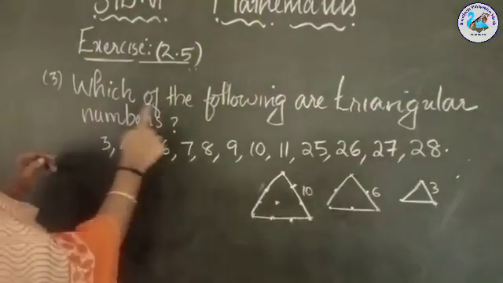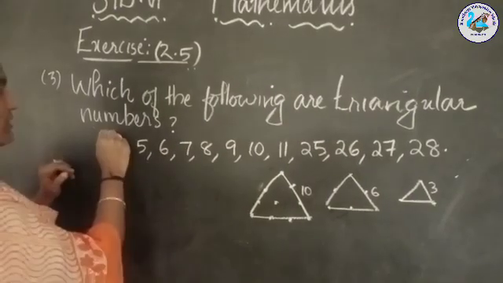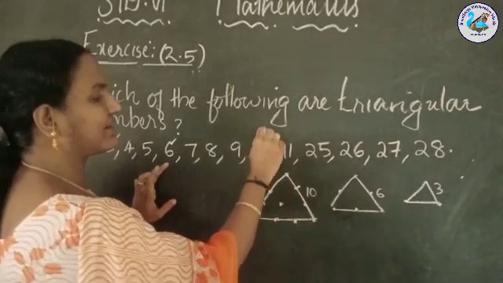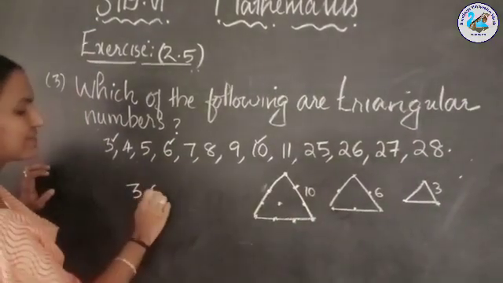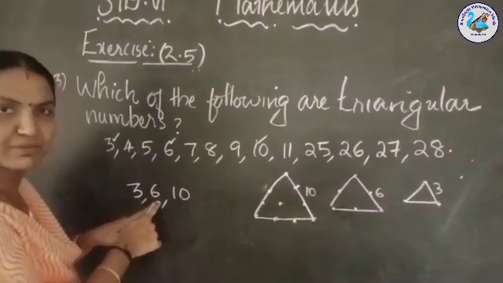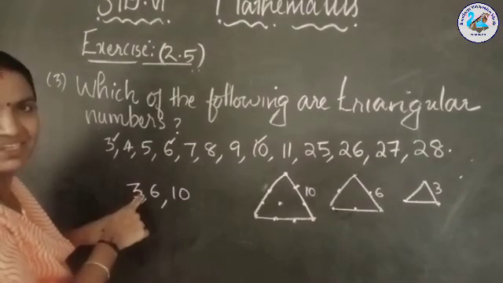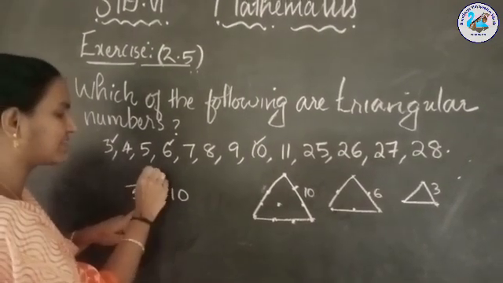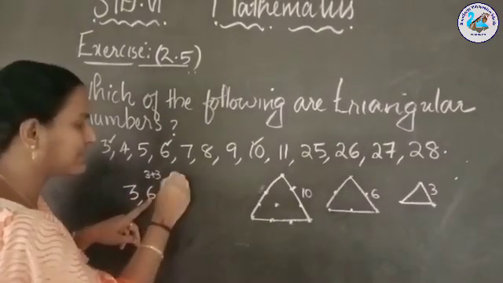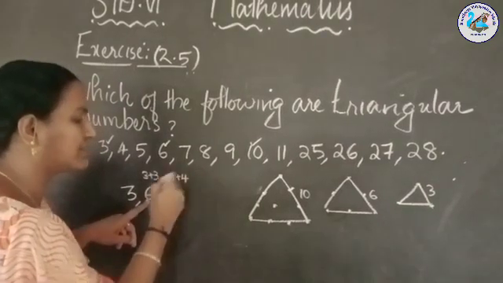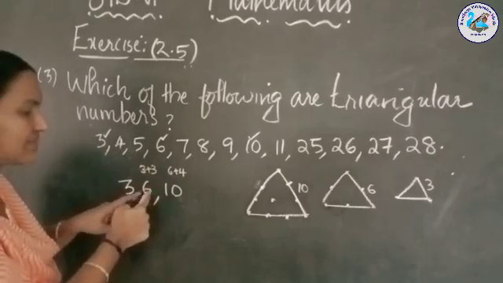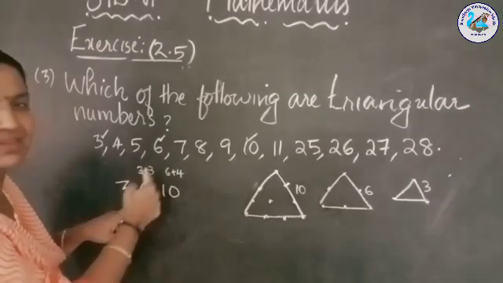So which of the following are triangle numbers? Here 3, then 6, then 10. What is the next number? The first number is 3. For 6, we add 3 to the first number: 3 plus 3 is 6. The next number is 10: 6 plus 4 is 10. Clear? First one 3, 3 plus 3 is 6, then 6 plus 4 is 10.